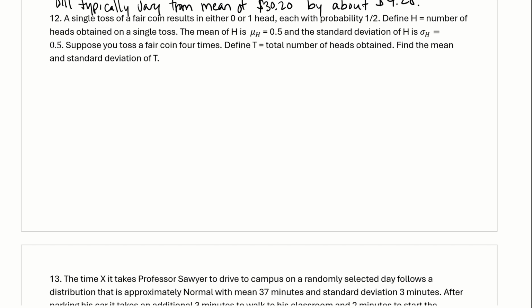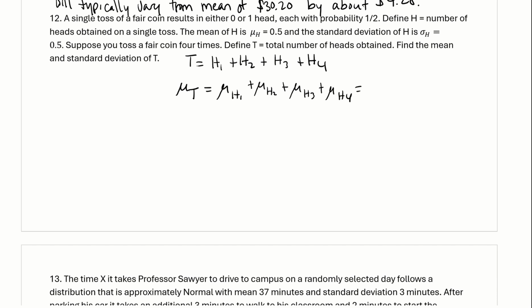Okay, so in other words, t is equal to h1 plus h2 plus h3 plus h4, right, for each coin toss. And so mu t is equal to mu h1 plus mu h2 plus mu h3 plus mu h4, which is the same thing, because each of these is mu h. So it's just 4 mu h, right? So we get 4 times 0.5, which is 2.